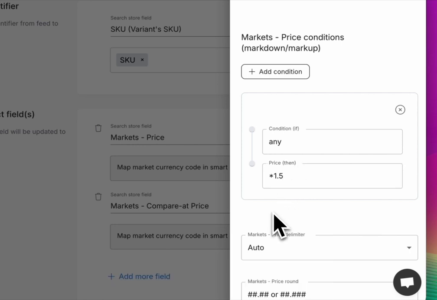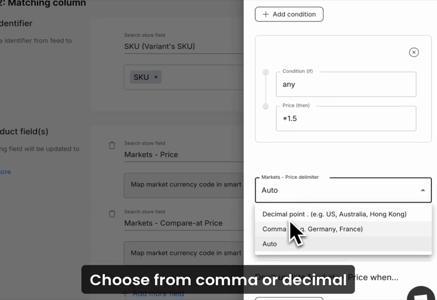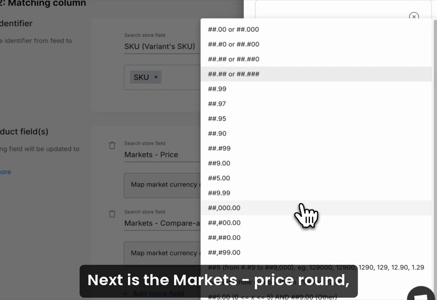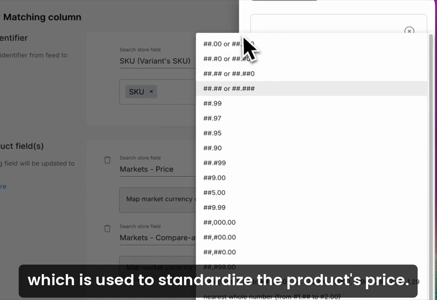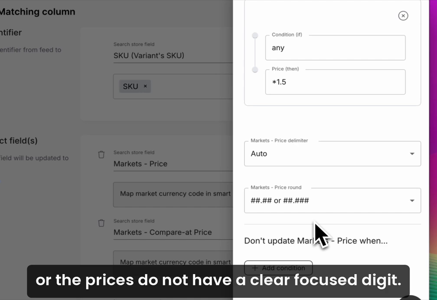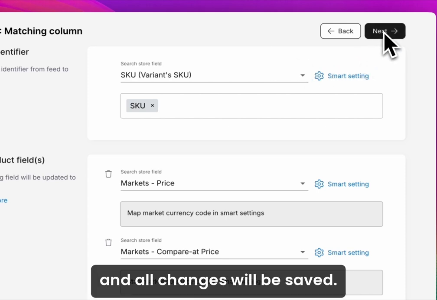Next is the Markets price delimiter that can be set according to preference. Choose from comma or decimal, or leave it as auto. Next is the Markets price round, which is used to standardize the product's price if the round number is used too often or the prices do not have a clear focus digit. Once you are ready, click on Next, and all changes will be saved.